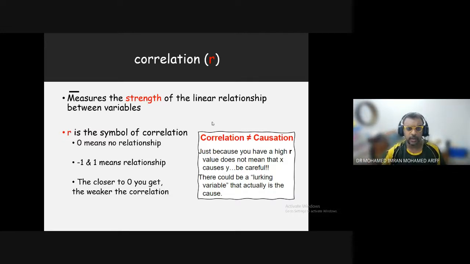Okay. Again, sebelum kita masuk ini, look at this box here. Just because you have a high R2 relationship, correlation, does not mean that X causes Y. Does not mean. There could be a lurking variable that actually is the cause. Apakah, what does it mean by here? Siapa boleh jawab soalan ni? Siapa boleh nak try jawab soalan ni? Just because you have a high R value does not mean that X causes Y. What does that mean?